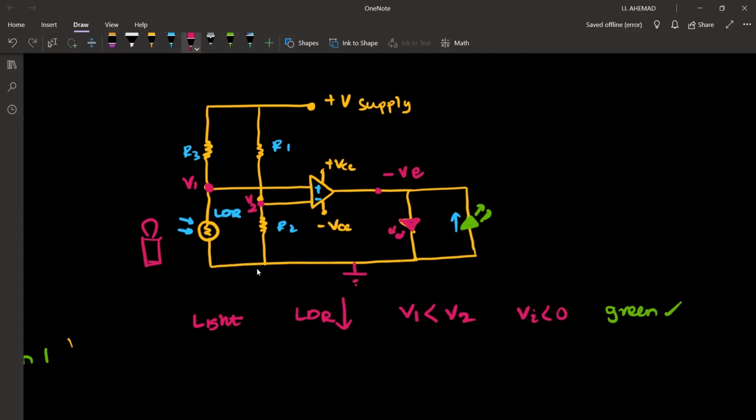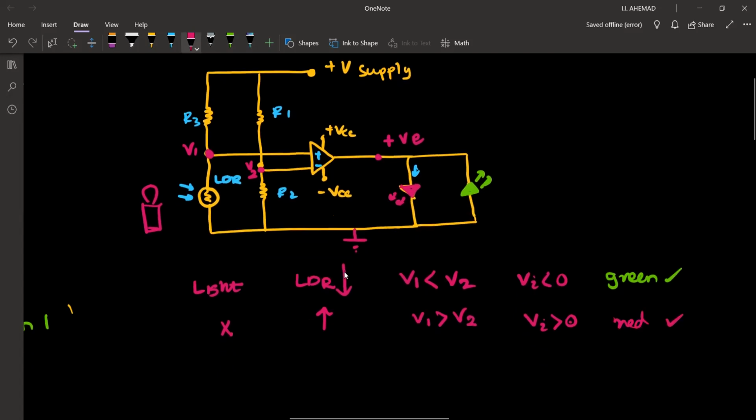Let's see when the light is off. When the light is off, resistance goes up. LDR resistance increases. If this resistance increases, V1 will become greater than V2. V1 greater than V2, then Vi is greater than 0. If Vi is greater than 0, output is positively saturated. If this is positive, the current will try to flow down. Therefore, the green LED becomes reverse biased and the red LED becomes forward biased. Therefore, the red light lights up.